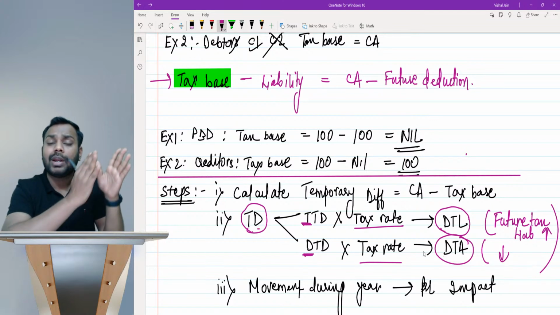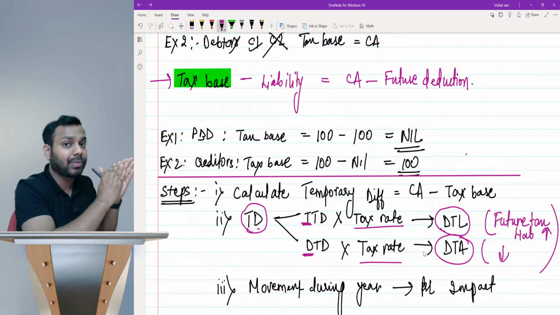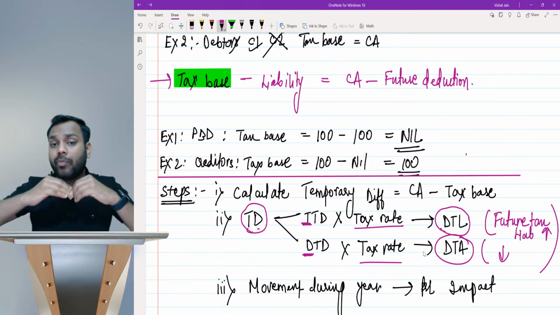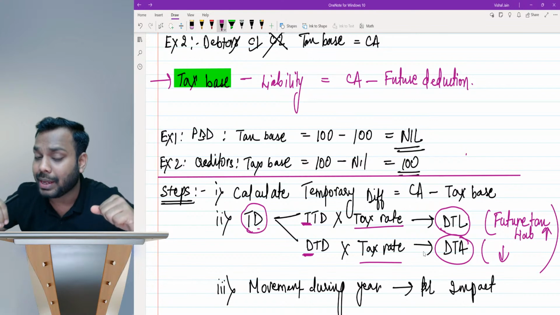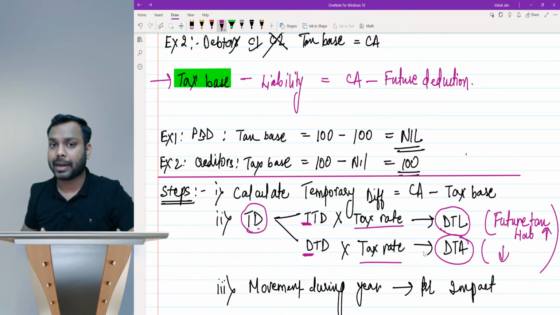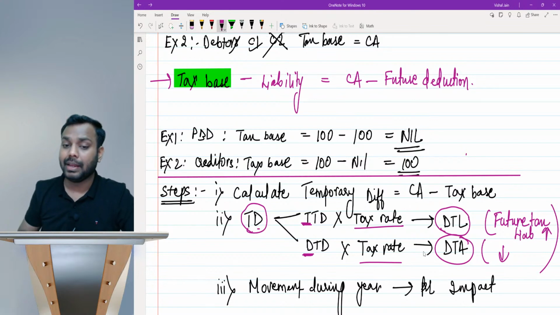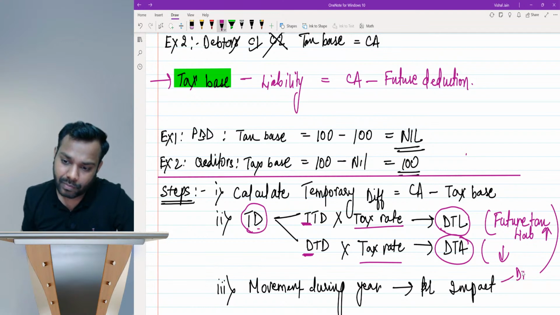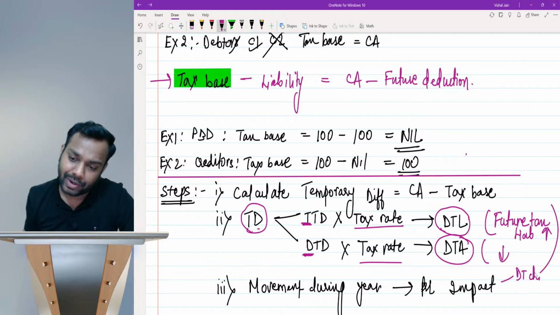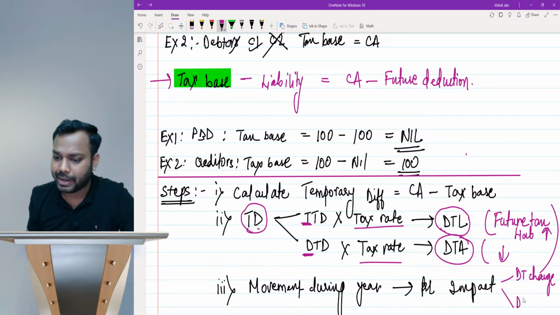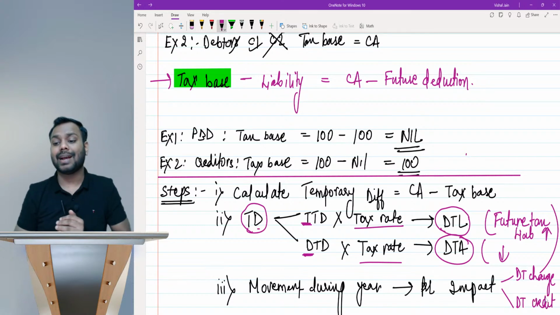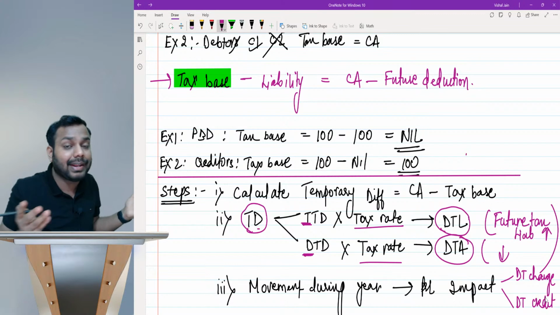Now the movement of deferred tax liability during the year, or the movement of deferred tax asset during the year, is your P&L impact. It might be deferred tax charge, that is deferred tax expense, or it might be deferred tax credit, that is deferred tax income. Deferred tax charge or deferred tax credit, it can be both.